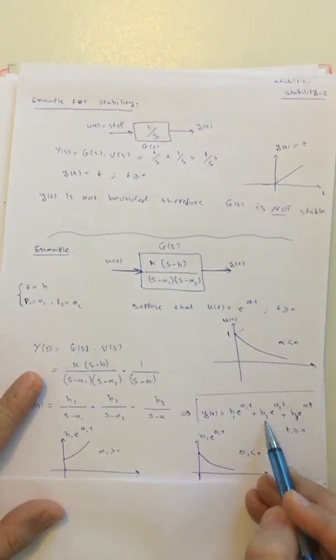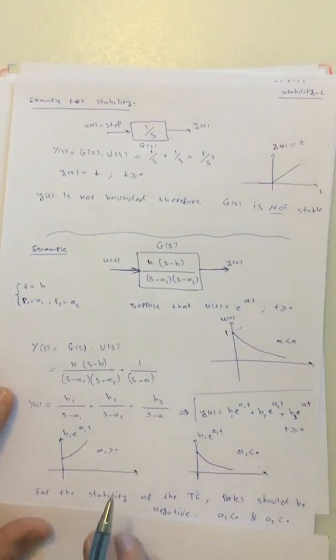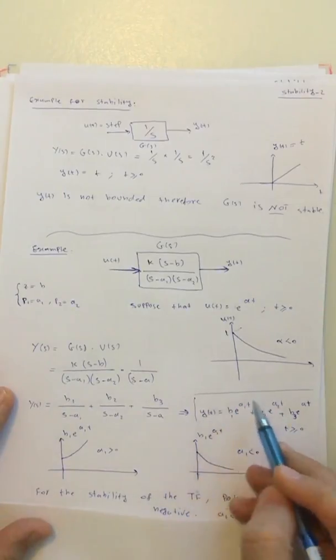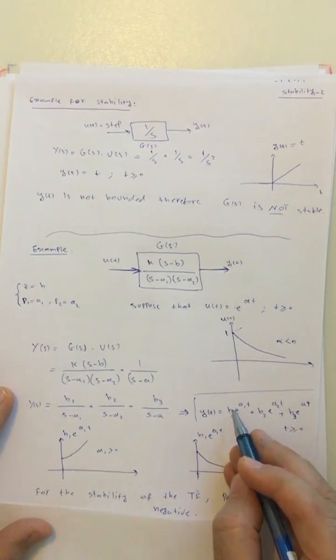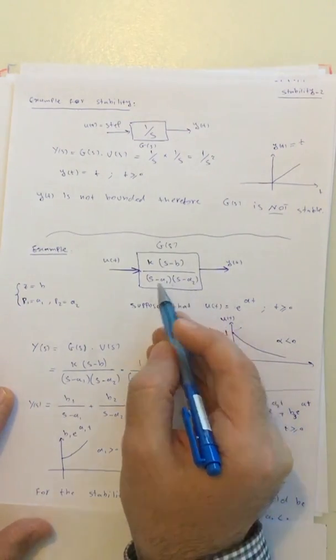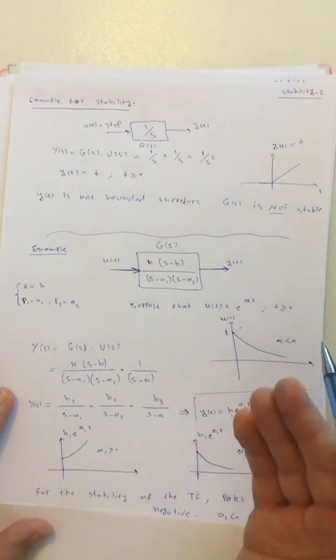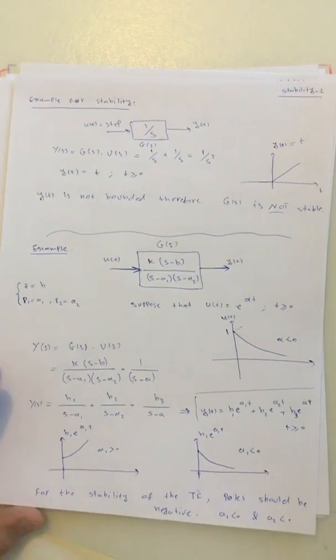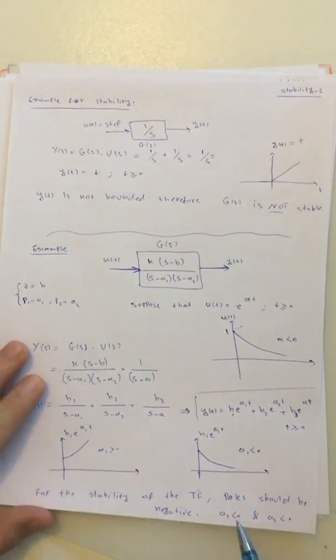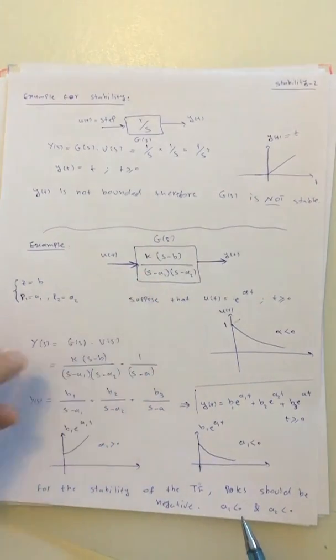The same for the second term. So in order to have a limited output, in order to have a bounded output, a1 and a2 should be negative, which means that the poles of the system should be negative, or in other words, they should be in the left side of the j omega axis. So through one example, I showed you that to have stability, it is a necessary condition that the poles of the system should be in the left half plane, left side of the j omega axis.